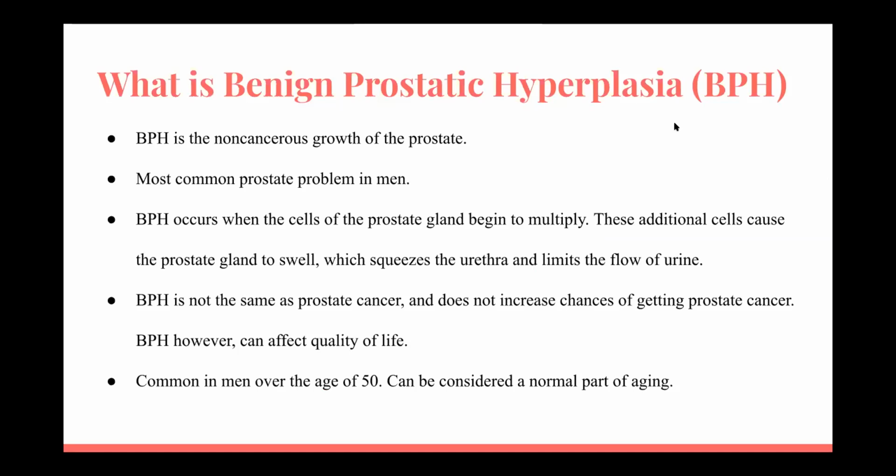So what is benign prostatic hyperplasia? It is the non-cancerous growth of the prostate. It's the most common prostate problem in men. It occurs when the cells of the prostate multiply and these additional cells swell, which squeezes the urethra and limits the flow of urine. It is not the same as prostate cancer, and it does not increase the chances of getting it, but it can affect your quality of life. It is common in men over the age of 50, and it can be considered a normal part of aging.